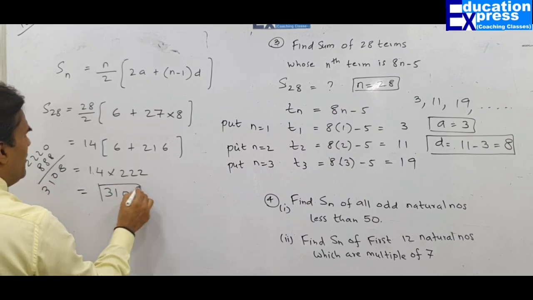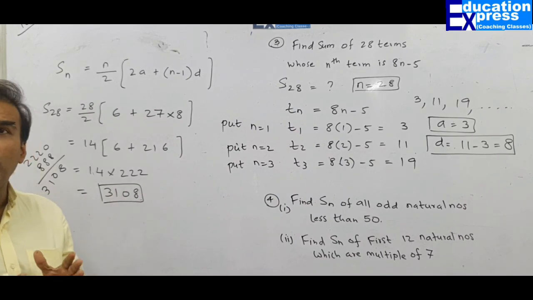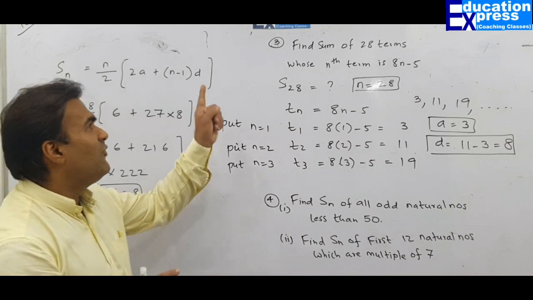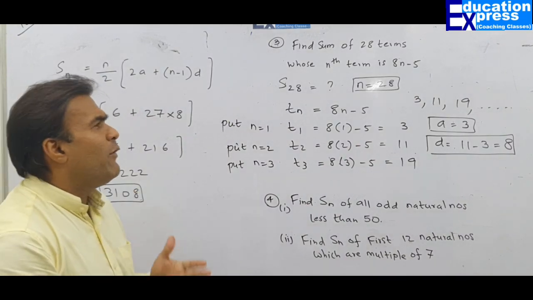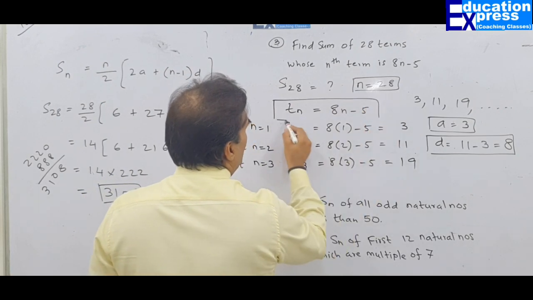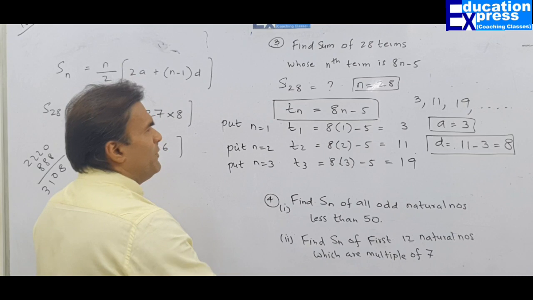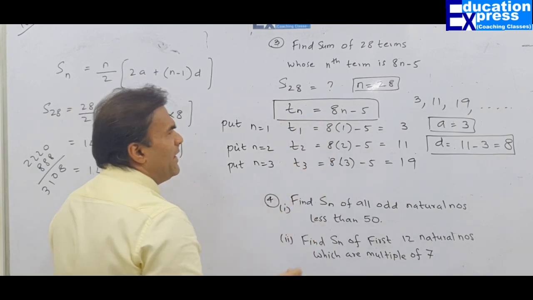3108 is going to be the sum of all the 28 terms of this particular series. It was quite a simple question. The only thing you need to unlock is that they had given you the term in the form of a series, so basically Tn equals 8n minus 5.